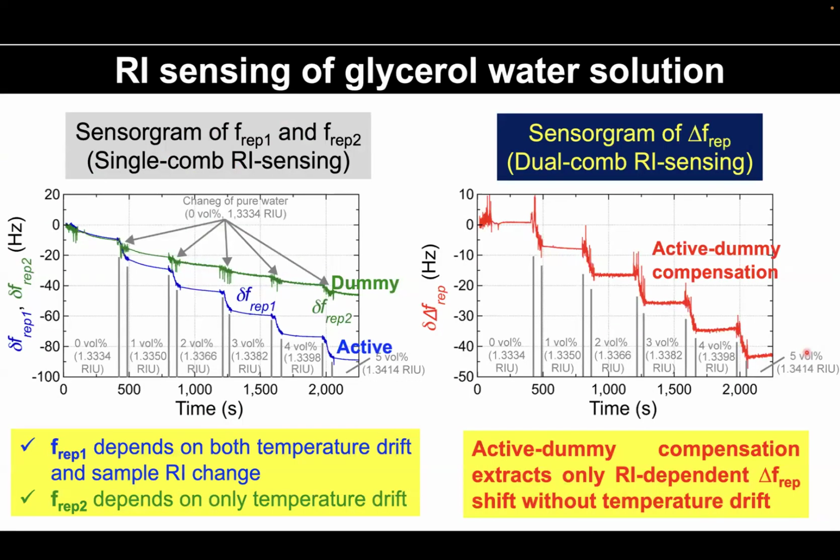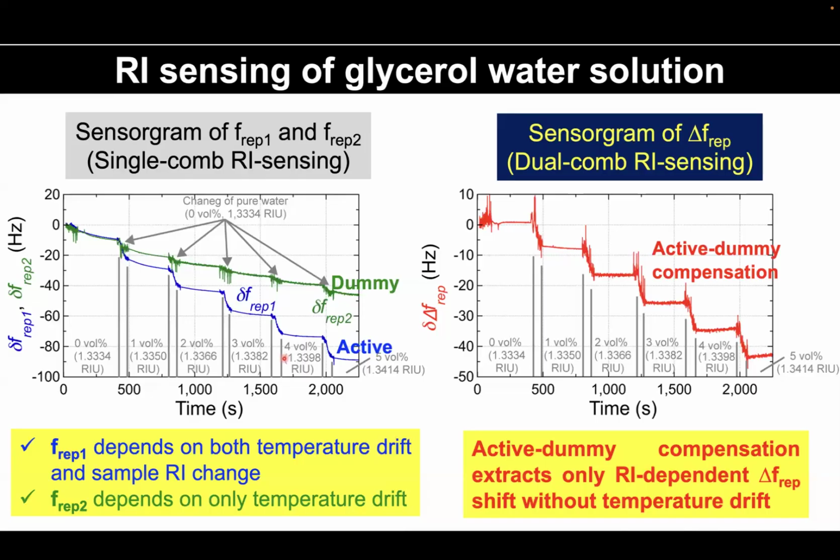We performed the RI sensing of glycerol water solution. Left shows a sensorgram of FREP1 and FREP2 in which the sample concentration and RI change as a step-like behavior. FREP2 of the dummy sensing OFC depends on only the temperature drift, whereas FREP1 of the active sensing OFC depends on both the temperature drift and the sample RI change.